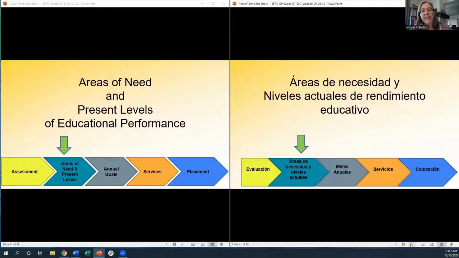First, we're going to talk about areas of need. And if you recall back, I think it was like slide 34, when we had that list of all the things that mean educational performance. So it's not just academics, it's motor skills, it's all of it. Next slide, Joe, please.